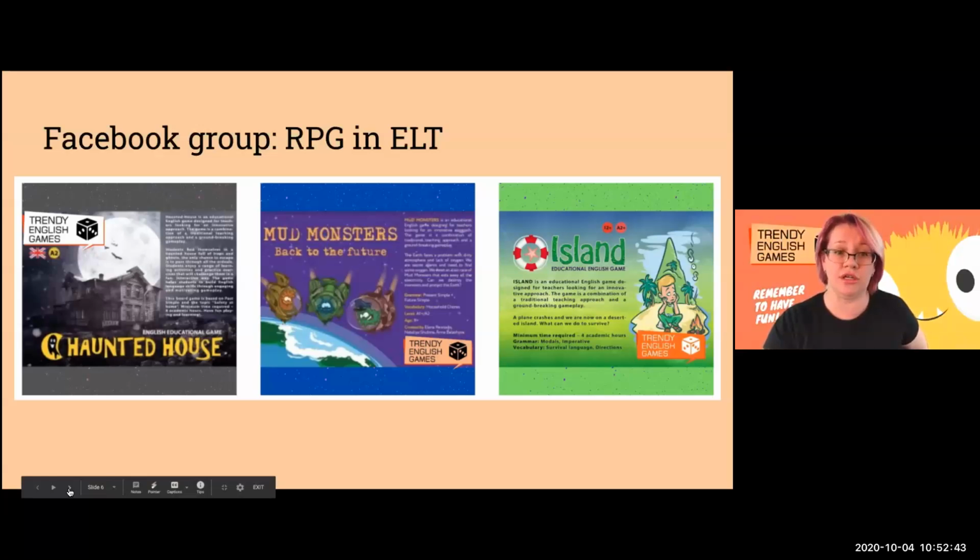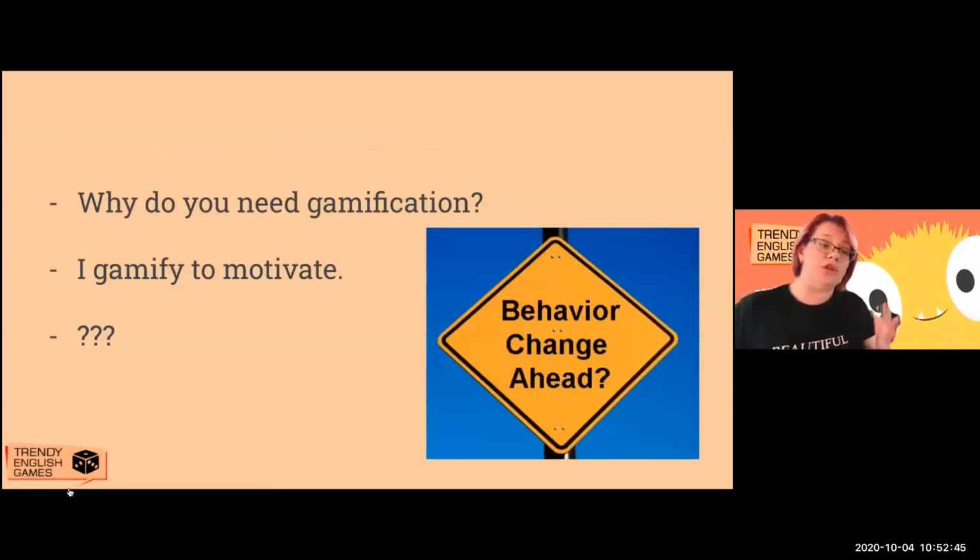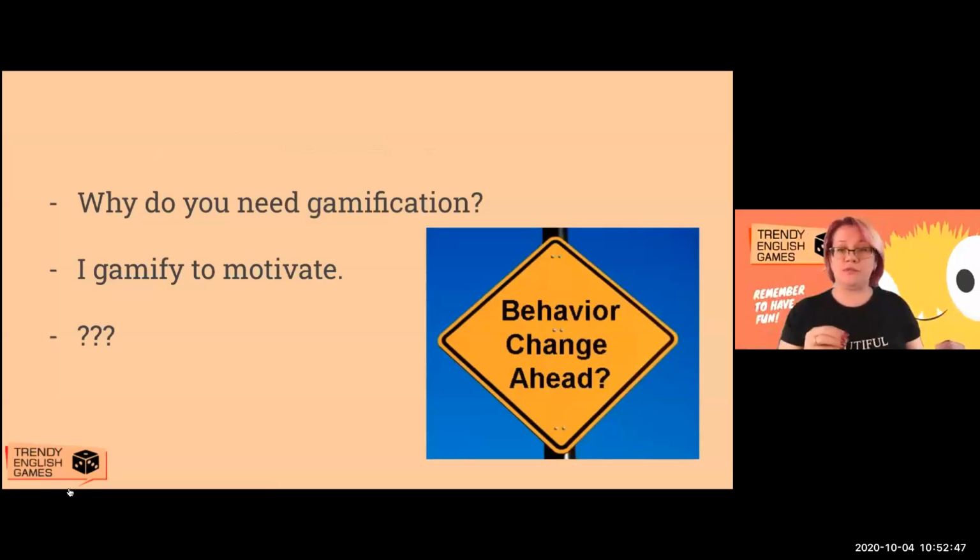Okay, now if you can see the difference between games and gamification, and you still think, okay, I don't want just to play games with my students, I want to gamify my lessons, ask yourself this question: why do I need gamification? Gamification is a time-consuming process, and you have to think very carefully before you start gamifying your lessons. And to say, okay, I just want to gamify to motivate my students, this is not the correct answer.